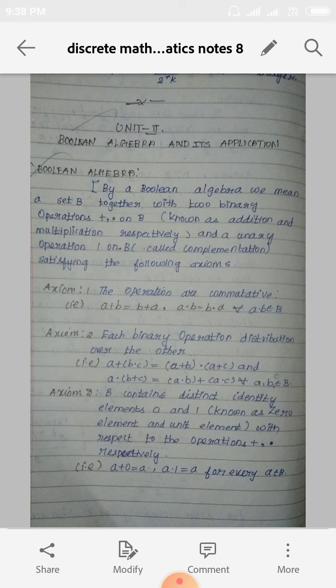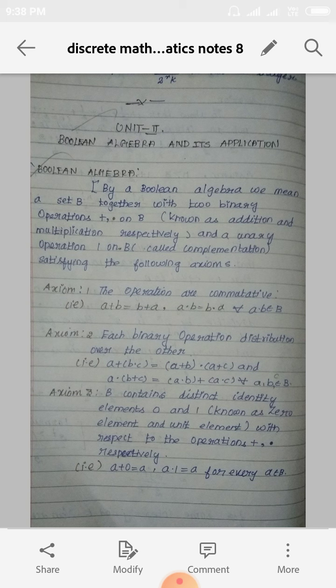Dear students, today we are going to see the next unit, that is Unit 2, Boolean Algebra and its application. First, let us see the definition of Boolean Algebra. So, what is called Boolean Algebra? By a Boolean algebra, we mean a set B together with two operations, plus and multiplication.